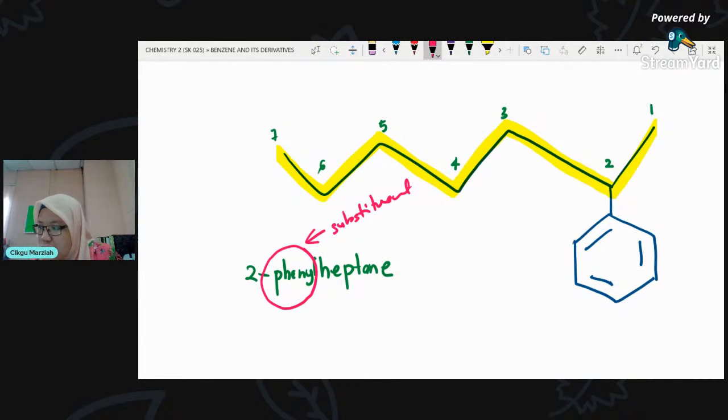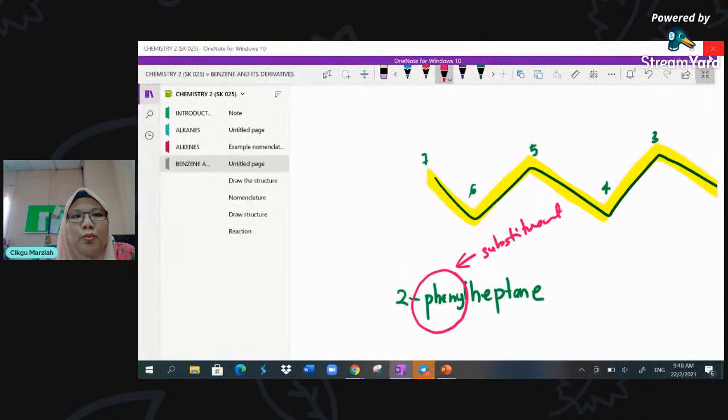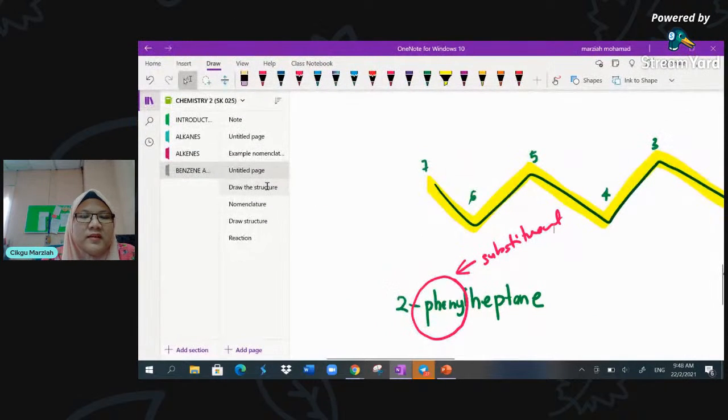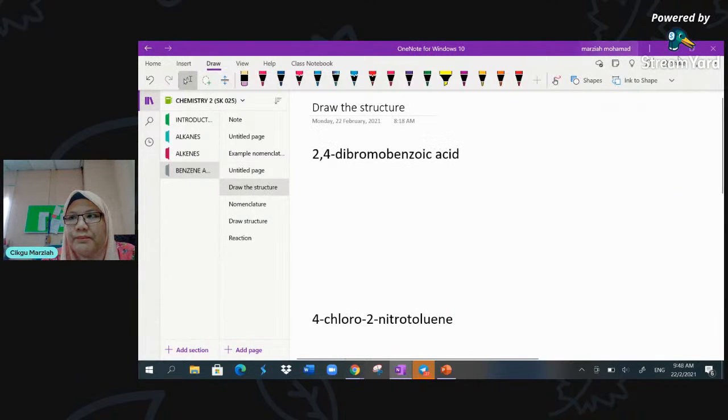So awak boleh cuba jawab soalan tutorial nombor 1 dan nombor 2. Okay, if you look at tutorial question number 1, the characteristic of an aromatic compound tu yang 4 tu, dan awak boleh cuba lukis, and number 2 and number 3. Okay, sekarang semua kita bagi nama. Macam mana kalau kita perlu lukis? Okay, draw the structure.